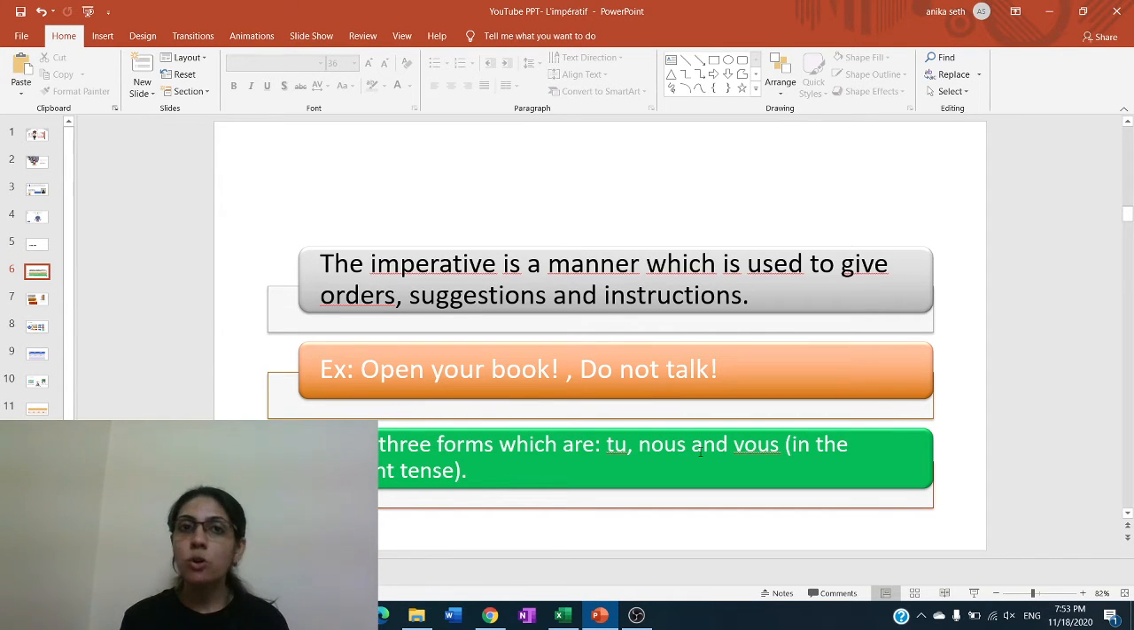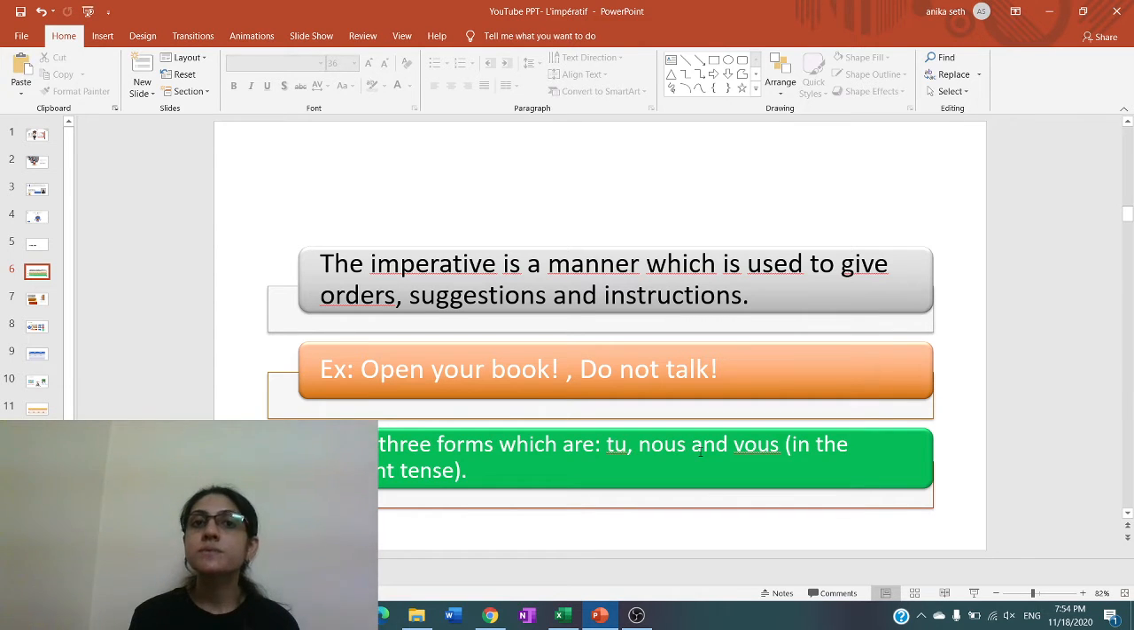So with the nous form, the imperative also exists. Then we come to vous, the next subject pronoun. Vous is second person, singular in the formal way, and plural in the formal or informal way. So with vous also we can put the verb in the imperative, because even if it is second person singular, formal way, I am directly talking to someone, I can give an instruction.